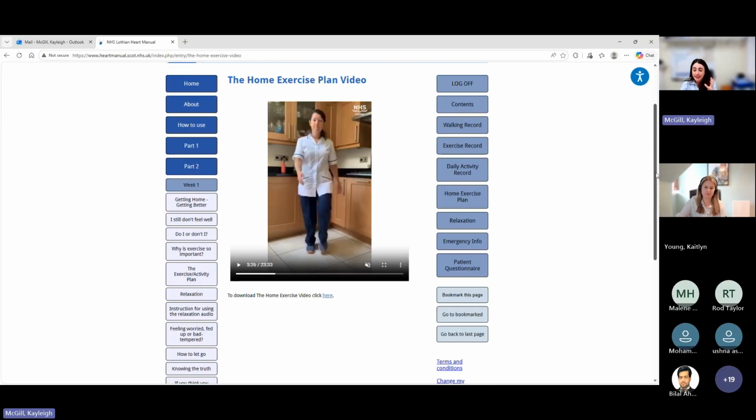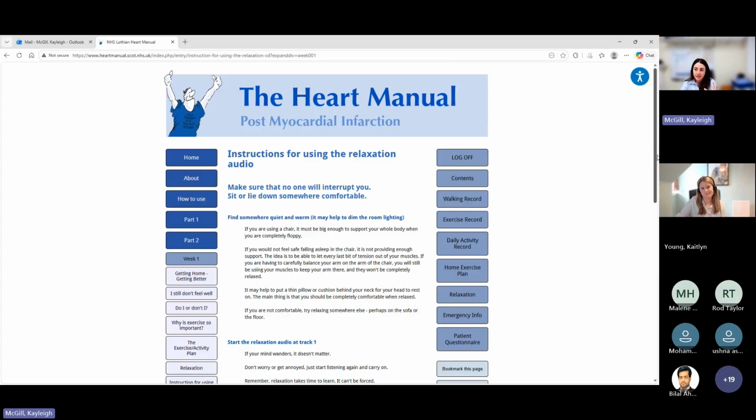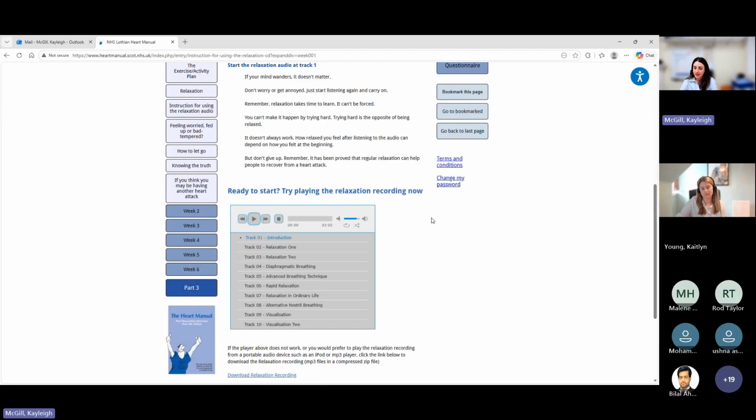And in addition to introducing the importance of physical activity in supporting recovery, patients are also introduced to relaxation. Week 1 is also where they can begin to access all of our Heart Manual relaxation audios. So you can see here there are audios in relation to different relaxation techniques, correct breathing techniques, and visualization practices.